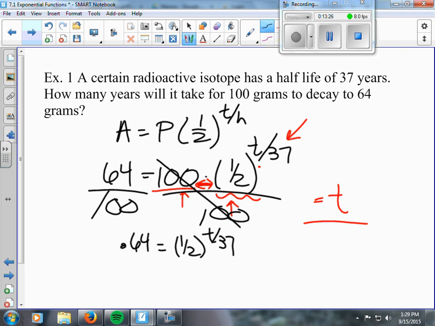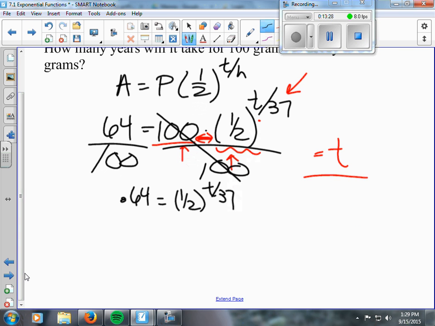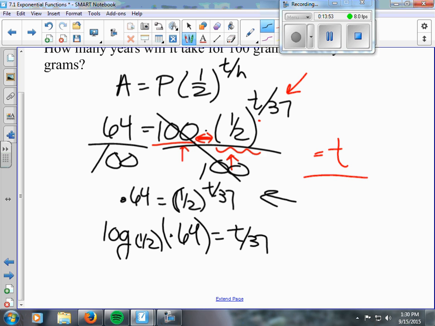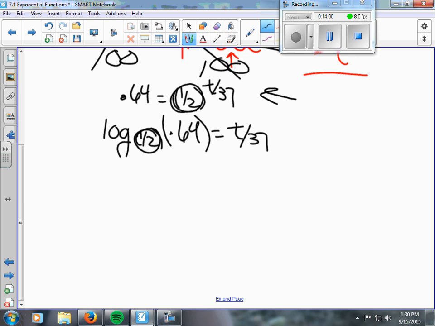Now the next thing to do is to get rid of this base 1/2. And that involves doing an inverse exponent. We're inverting the exponent. We don't want an exponent anymore. And so that's called a logarithm. And we will focus more on those later. For right now, I just want you to know that you do a log base 1/2 of 0.64, and that will equal T over 37. So I eliminate the base 1/2 here by making it a base 1/2 of a logarithm on the opposite side. And then the last thing to do is multiply by 37.